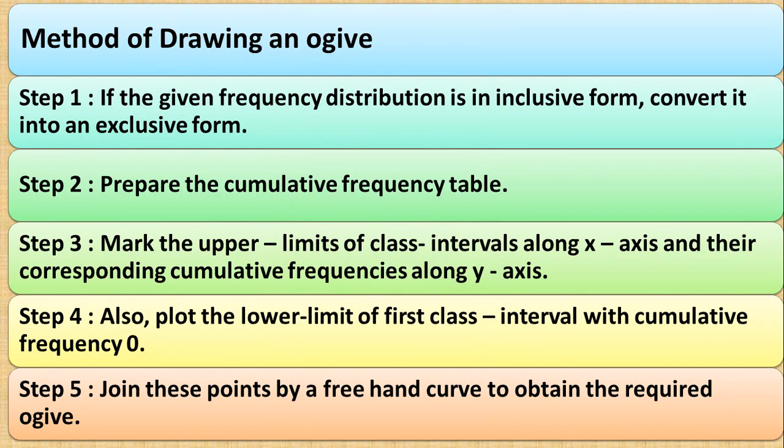Methods to be followed while drawing an ogive. As in the histogram, in the ogive also, the first step is to convert the given frequency distribution from inclusive form to exclusive form. And the second part is to prepare the cumulative frequency table, and while marking on x-axis and y-axis, all the upper limits should be marked on x-axis and the corresponding cumulative frequencies should be marked on y-axis. But in the x-axis, the marking should begin with the first lower limit of the class interval, continued with all the other upper limits. By joining the points, we are going to obtain a freehand curve which is known as an ogive.